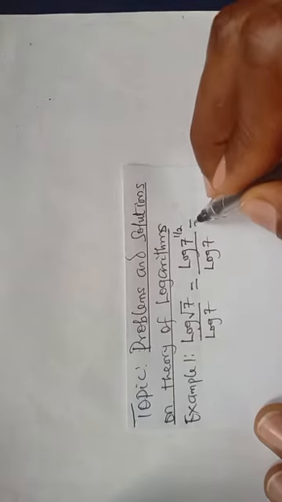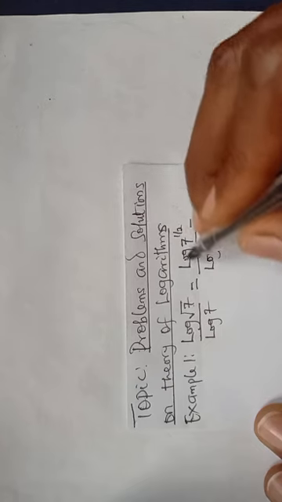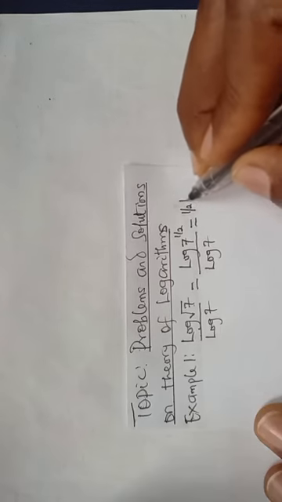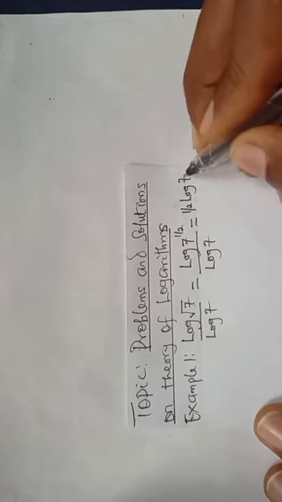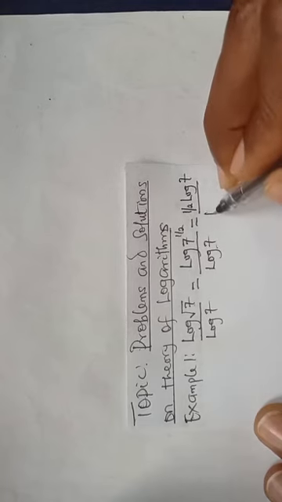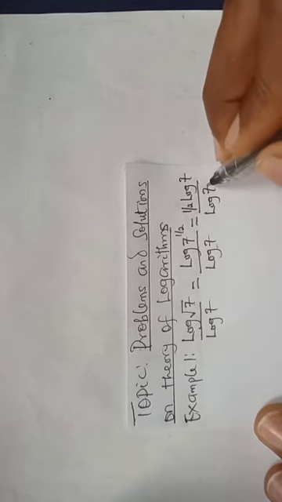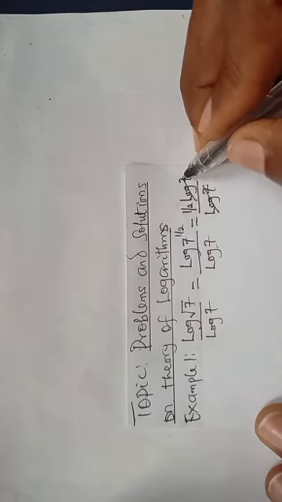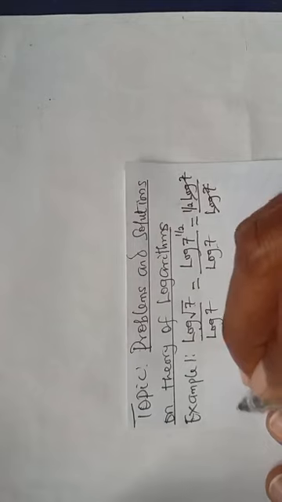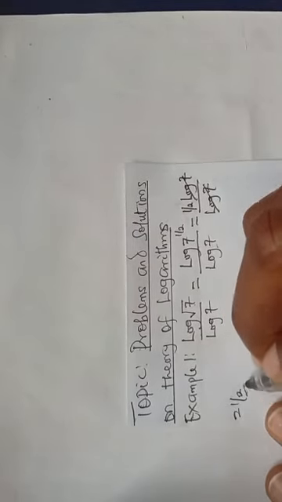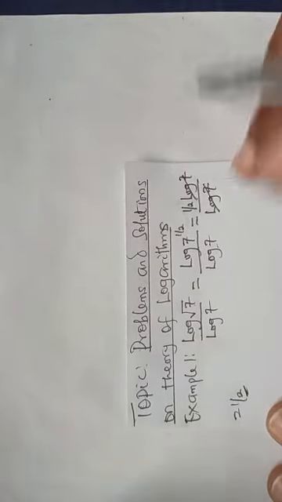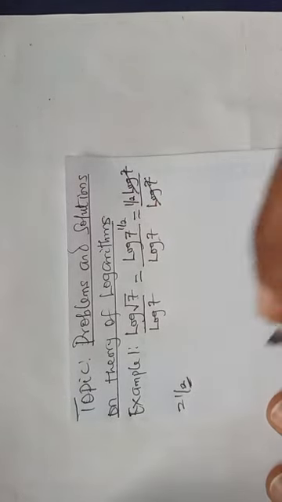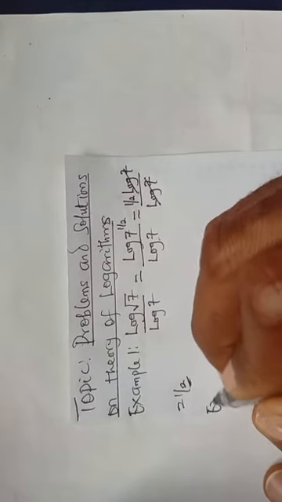Now, under the power law, this will be transformed to half log 7 over log 7. Of course, we cancel out log 7. So at this point, I'm left with half. That's all about this. All right. The next one, let's look at another one, let me say example 2.